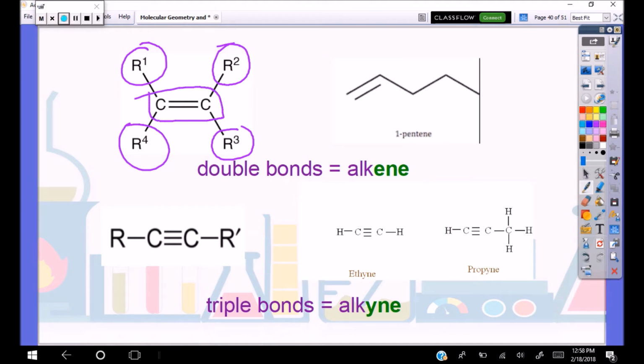carbon-carbon double bond. If we're looking at triple bonds, that's an alkyne. Again, this makes it an alkyne. We don't know what's bonded to it, what other functional groups are there, but we know that triple bond between carbon and carbon makes it an alkyne. Some examples you have are ethyne and propyne.